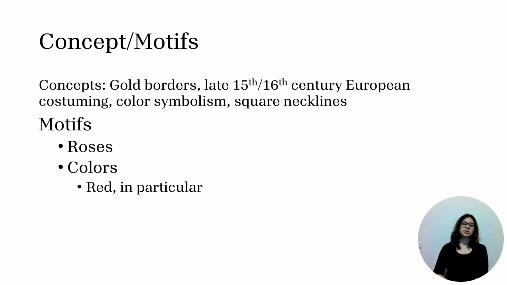Concepts and motifs throughout Snow White's costumes are gold borders on her dress, late 15th century to early 16th century clothing, symbolic colors of white, red, and blue, and square necklines. She is also associated with roses several times throughout the show.